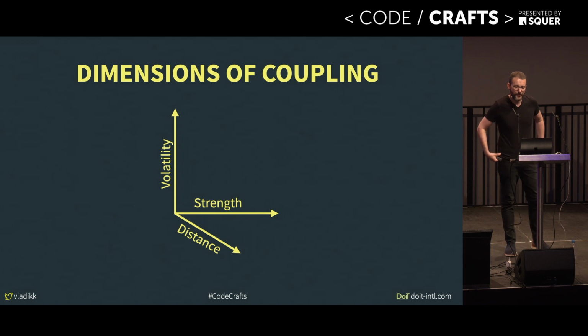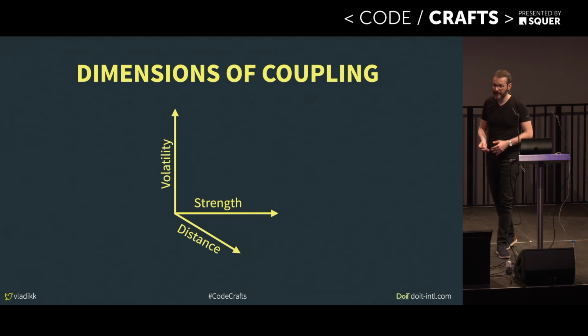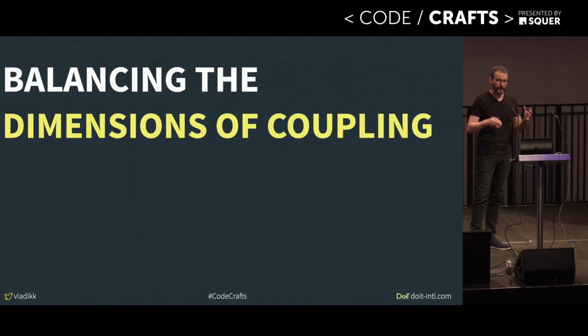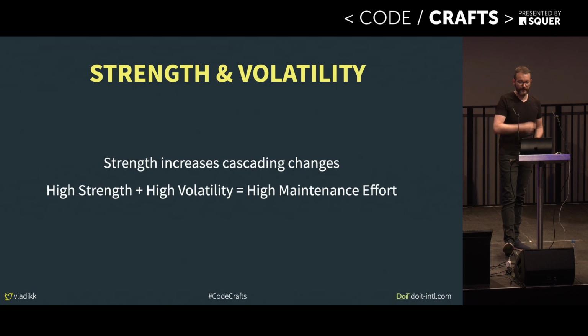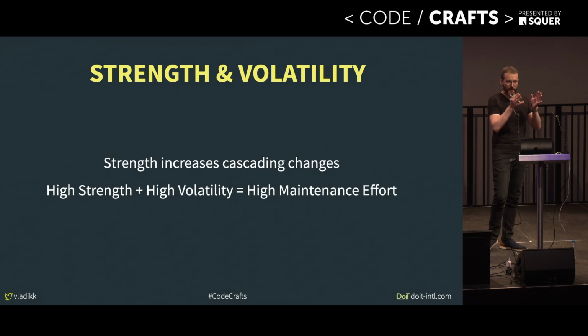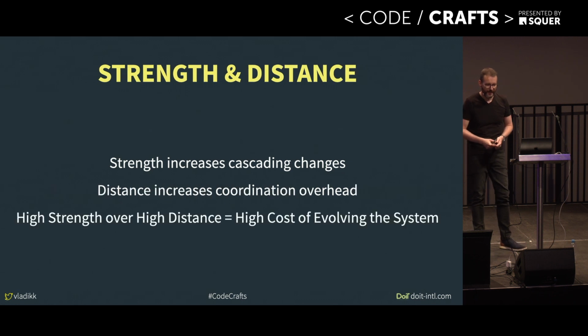So these are the three dimensions of coupling. We have strength, distance, and volatility. Now, interesting things can happen if we combine them together. So let's see how we can balance them in order to achieve modular design. So first, strength and volatility. If we have high strength with high volatility, we have high maintenance effort, because things are going to change often, and every time they're changing, we have high probability of causing cascading changes. So high maintenance effort.